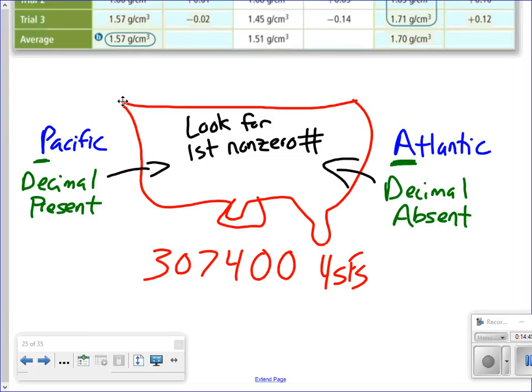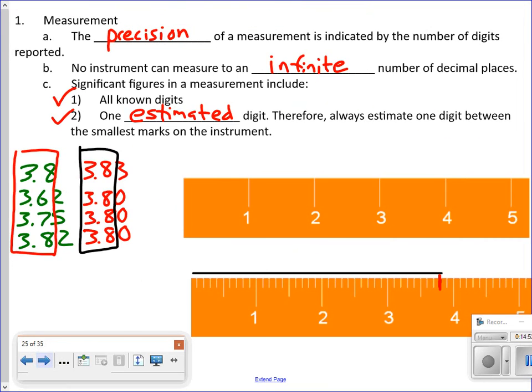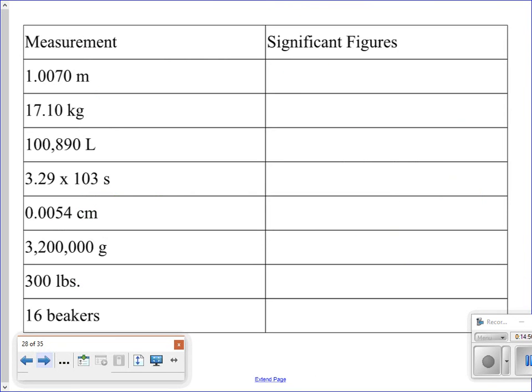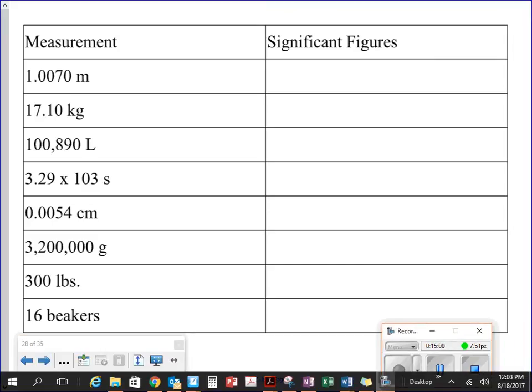Awesome. So let's go to our examples and our notes. I'm going to do 2 of these with you, and then I want you to do the rest of them, okay? And I'm just going to come around and look. Some of them are tricky. So sig figs aren't really hard. It just kind of takes practice to get used to them, okay?